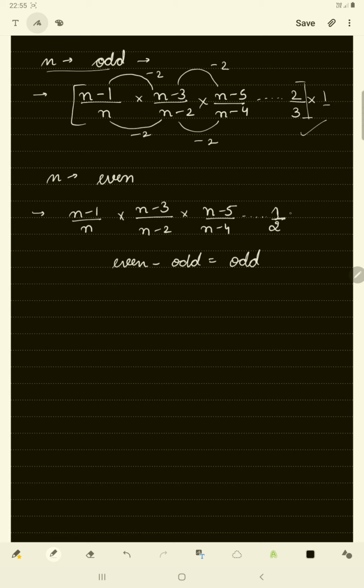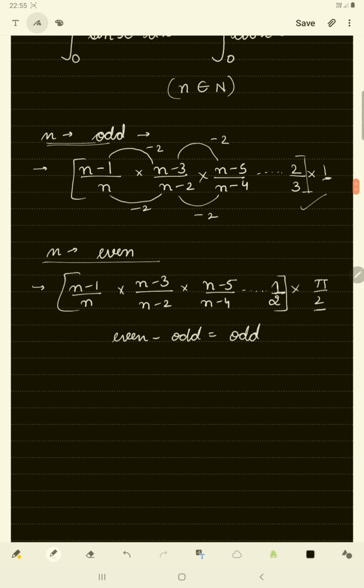Now after we get 1 by 2, we are actually supposed to multiply a pi by 2 in it. Just like we multiplied a 1 in it, we are supposed to multiply a pi by 2 in this, when n is even and when n is odd.